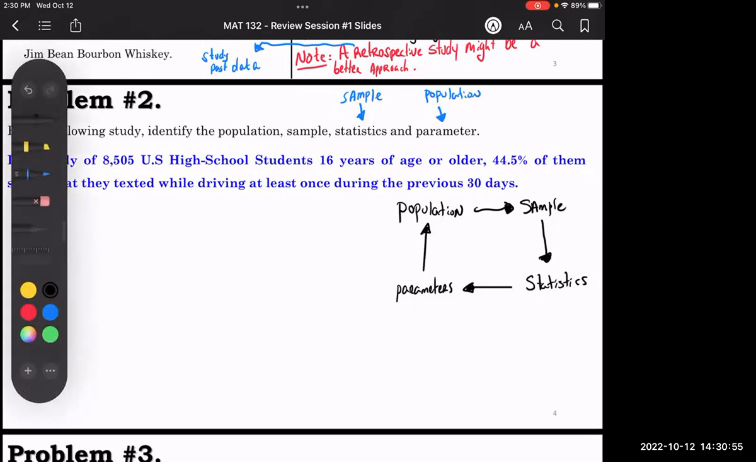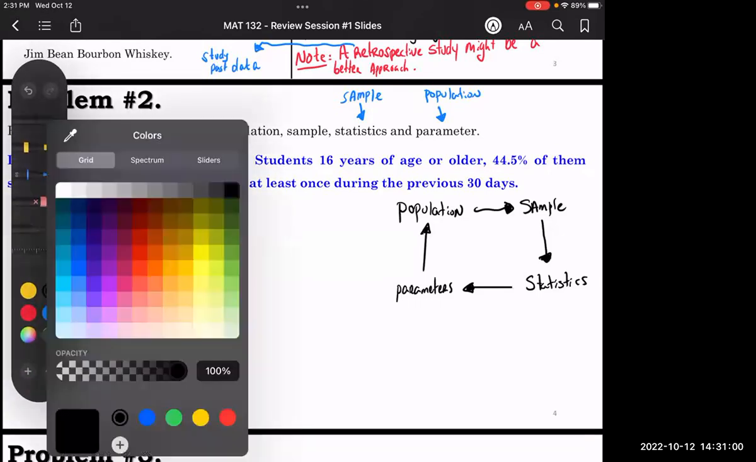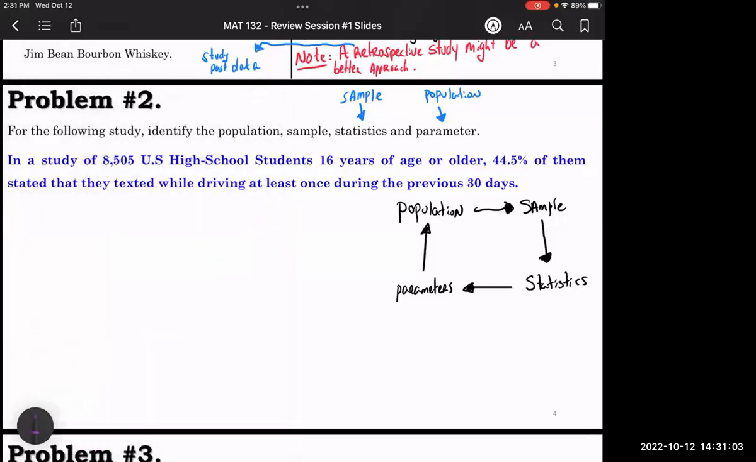Okay, so for problem number 2, I'm just going to swap the color real quick. It states that in a study of 8,505 US high school students, 16 years of age or older, 44.5% of them stated that they text while driving at least once during the previous 30 days. Right? That's our statistical study. So we have to identify population, sample, statistics, and parameter.